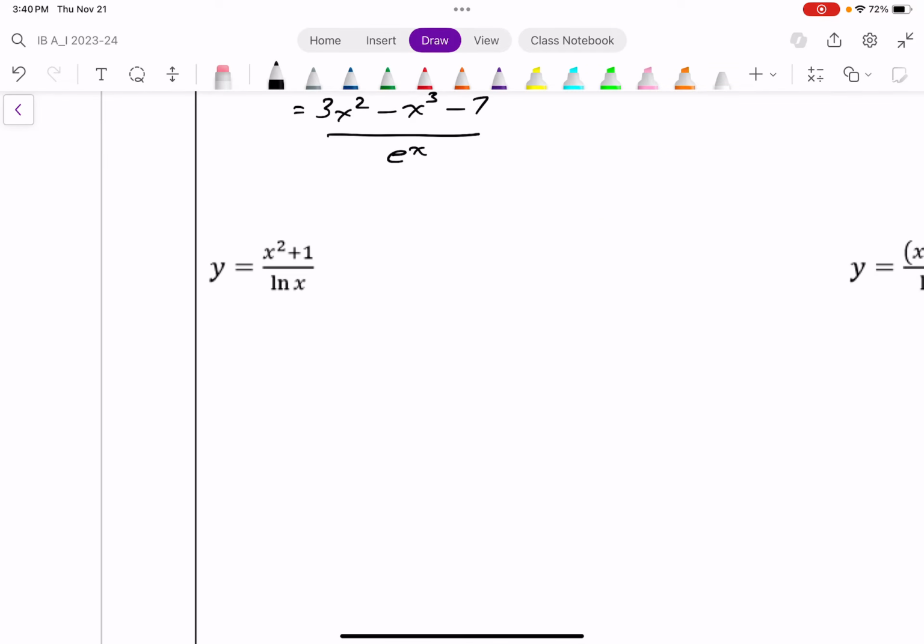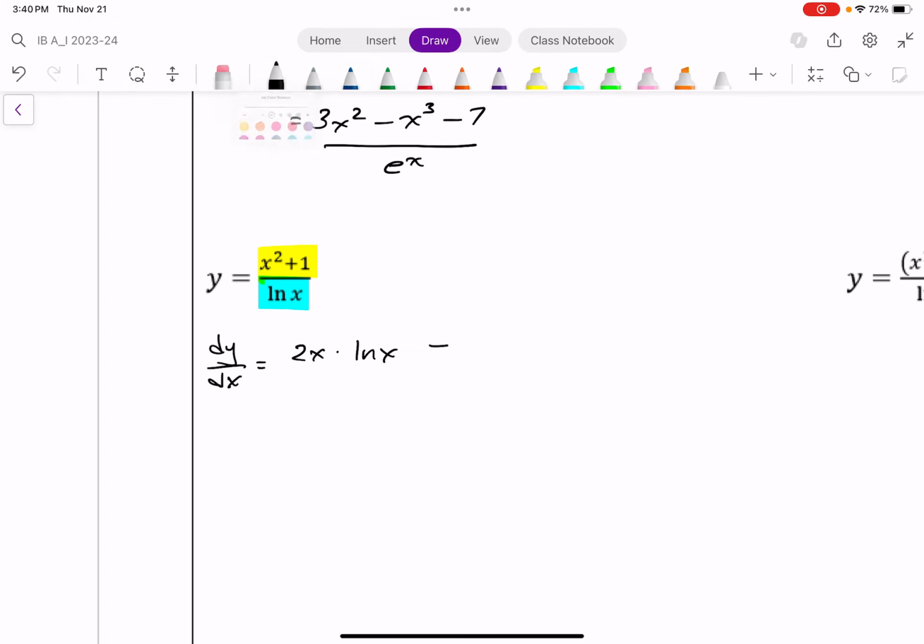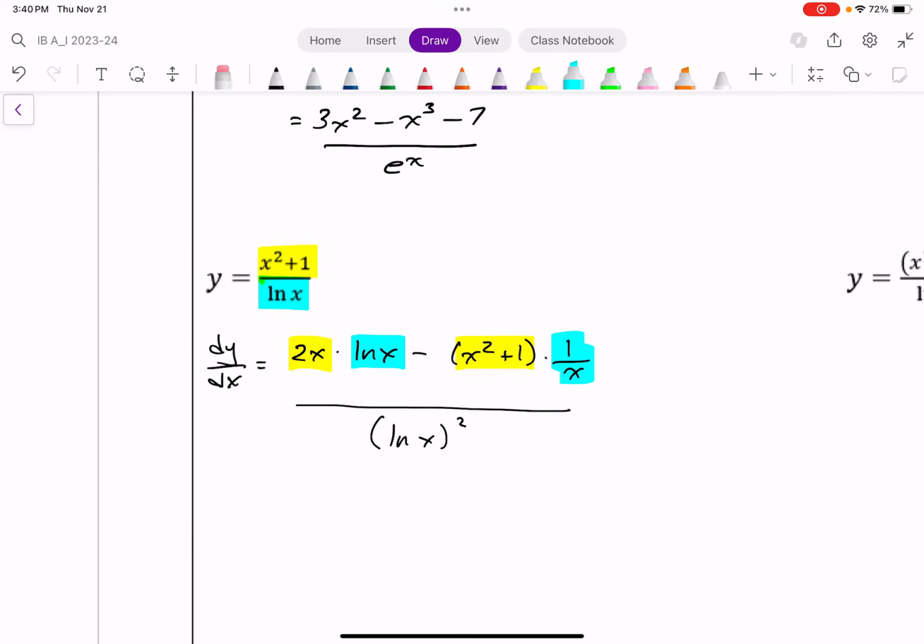All right. So here, again, I want to use the quotient rule, my numerator, my denominator. So dy dx, my derivative of the numerator is 2x times the natural logarithm minus the other way around. So x squared plus 1 times the derivative of the ln of x, which is 1 over x. And all of this is divided by the ln of x all squared. All right, so kind of just showing you how I got these.